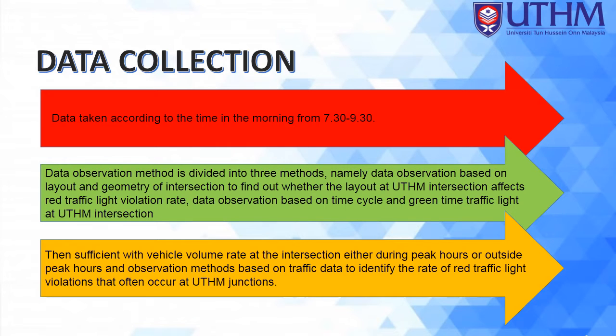Data collection. Data was taken in the morning from 7:30 to 9:30. The data observation method is divided into 3 methods, namely data observation based on layout and geometry of the intersection to find out whether the layout at the UTHM intersection affects the red traffic light violation rate; data observation based on time, cycle and green time light at UTHM; then vehicle volume rate at the intersection either during the peak hour or outside the peak hour; and observation method based on traffic data to identify the rate of red light violation that often occurs at UTHM junction.